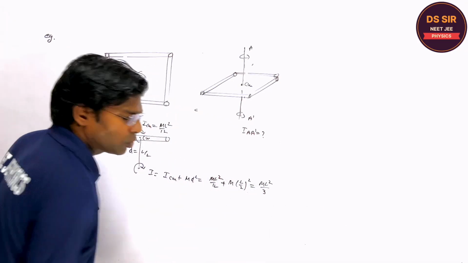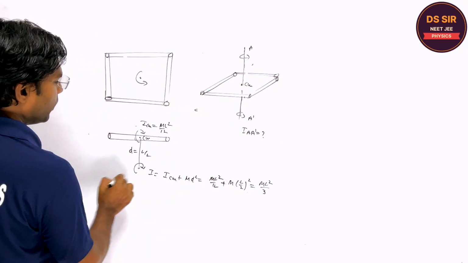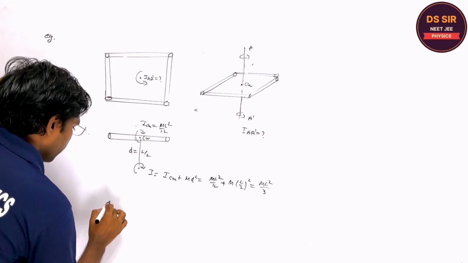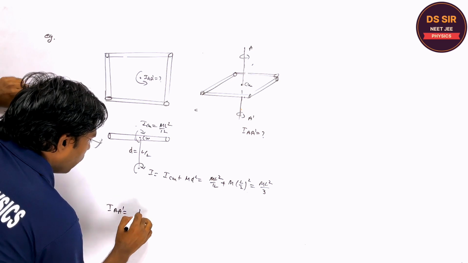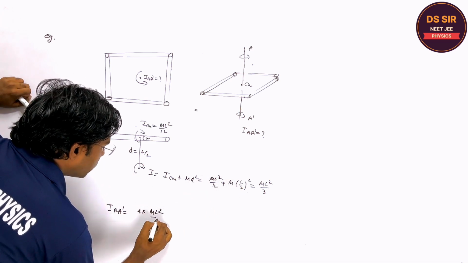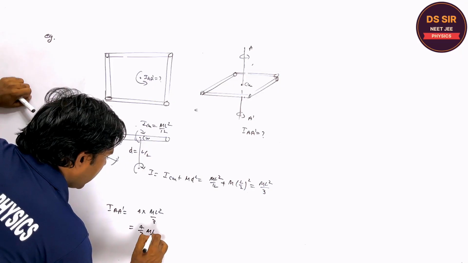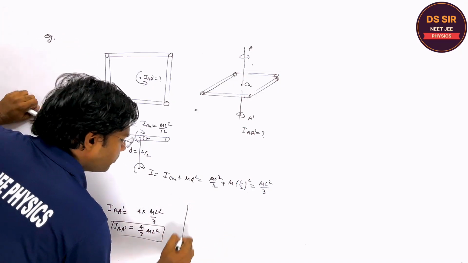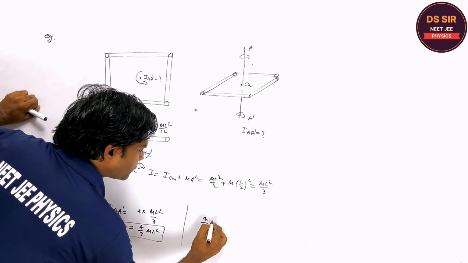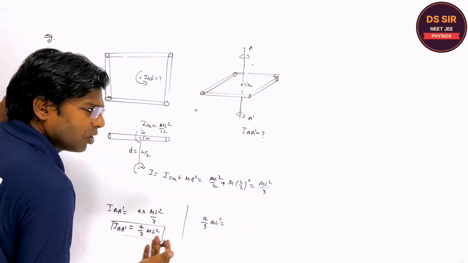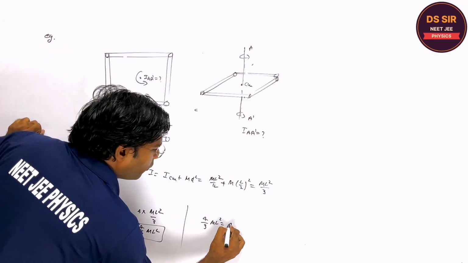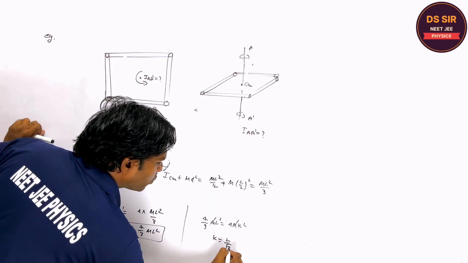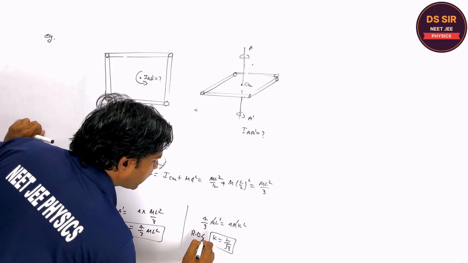But how many rods are there? 4: 1, 2, 3, 4. So what is the total I, A dash? 4 multiplied by ML square by 3, equal to 4 by 3 ML square is the I A dash. And somebody asked for the radius of gyration. It is very simple. Put it equal to 4 M K square. So M will cancel out. K is equal to what? L by root 3. This is the radius of gyration.